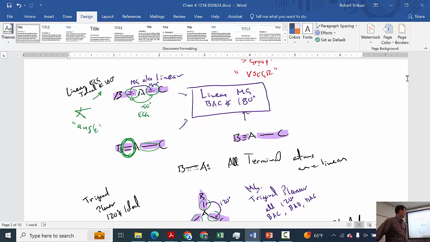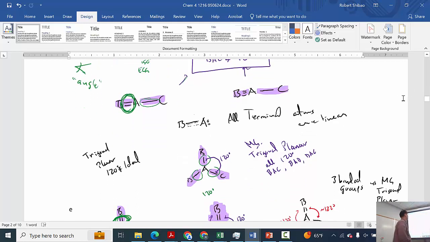What if we have a lone pair as one of the groups? If we have a lone pair as one of the groups, let's say we knock off C and then just make that a lone pair, then we call it a terminal atom, not a central atom. And all terminal atoms are linear, so this ends here. It doesn't bridge two atoms.